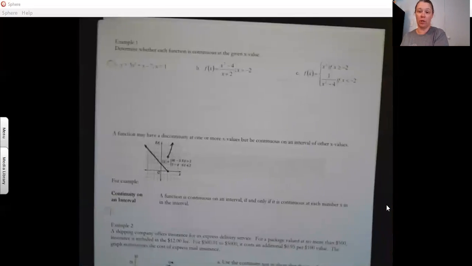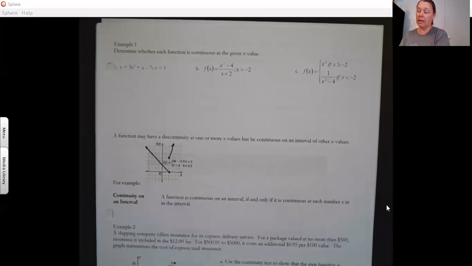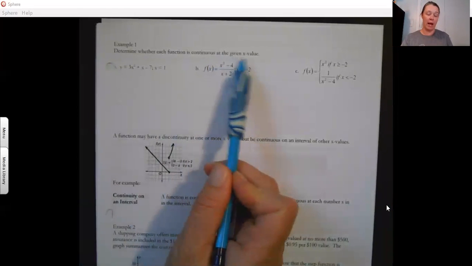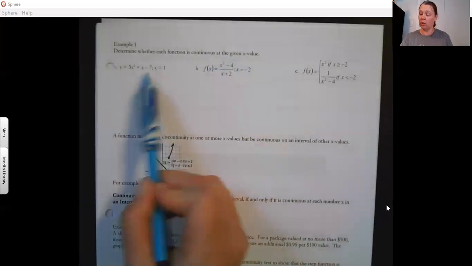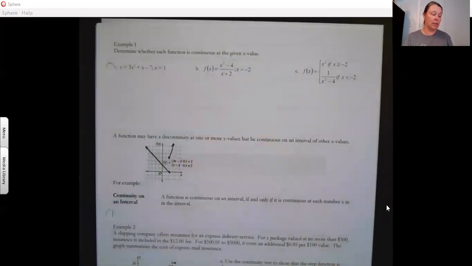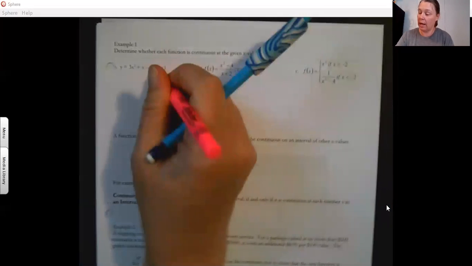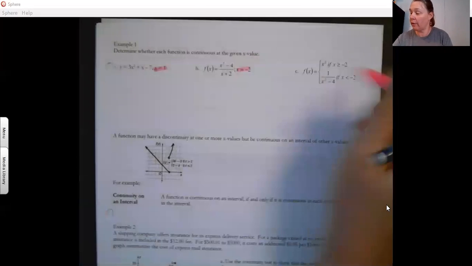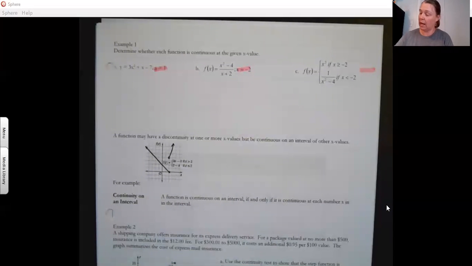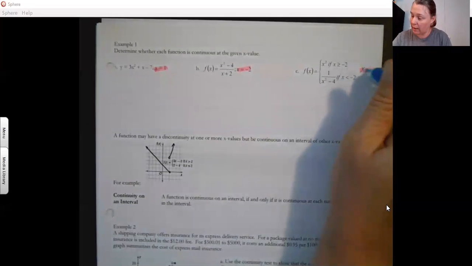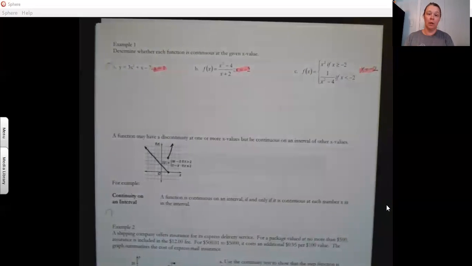So we want to determine whether or not these 3 functions are continuous. It is asking if it's continuous at that given x value. So here's the function. I want to know if it's continuous at x equals 1. Here I want to know if this one is continuous at x equals -2. Here I forgot to ask you if it's continuous at x equals -2, so we're going to add that in here.